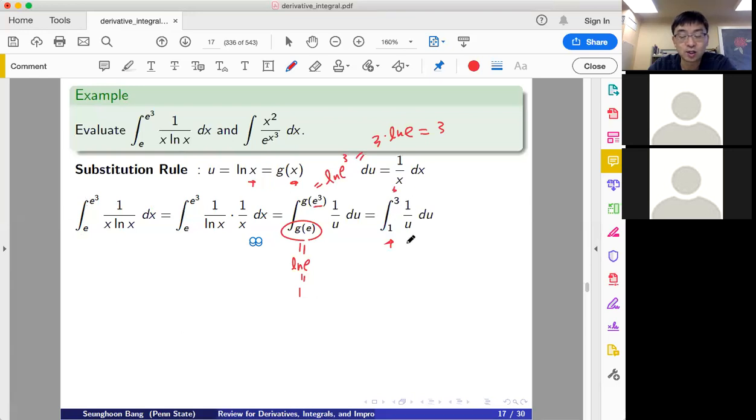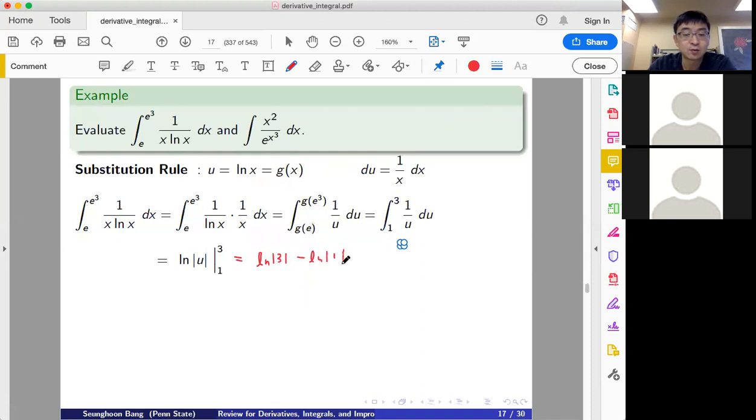The integral of 1 over u is ln of the absolute value of u from 1 to 3. So this is the same as ln of the absolute value of 3 minus ln of the absolute value of 1. What is ln of 1? Yep, 0. The final answer is ln of 3. So that's it.